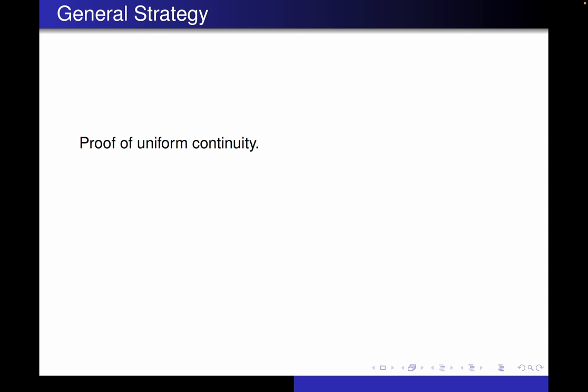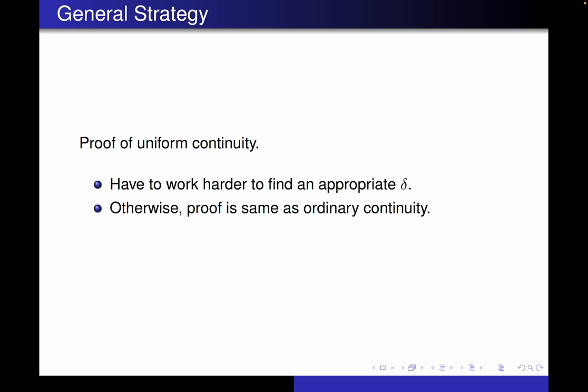So for our proof of uniform continuity, not much different than proving a function is continuous. The only significant difference is we have to work harder to find an appropriate delta. We have to make sure it does not depend on any of the points, any of the input values from the function. But other than that, the proof is exactly the same as ordinary continuity.